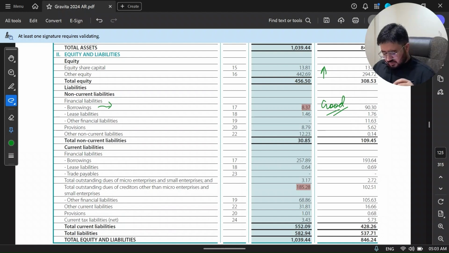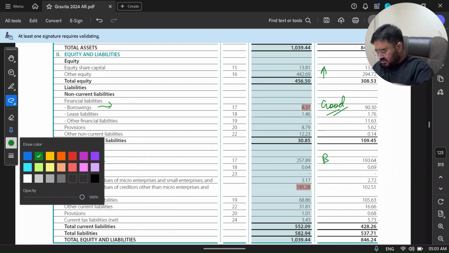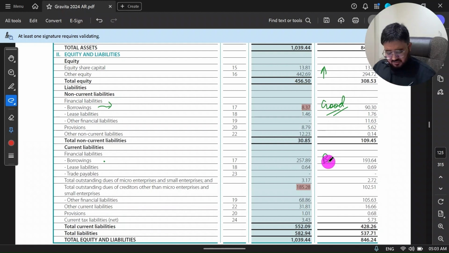Okay, borrowings are decreasing. These were actually non-current, whereas now let's go to the current one. 193, it goes straight to 257, which is bad. Let me show it to you with red. Bad. Okay, this is not good.